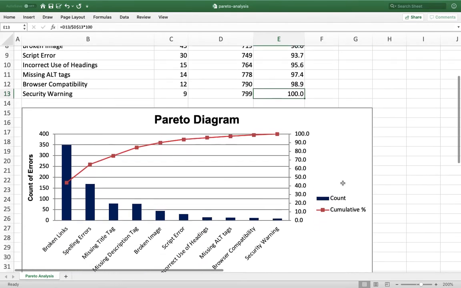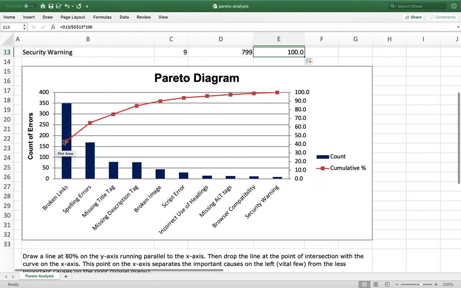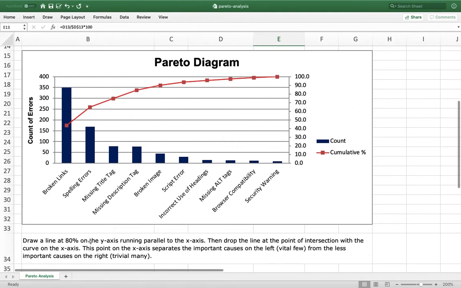And if we go down and have a look at our graph, we have this red line. Now this red line doesn't match up with the count of errors. It has its own axis on the right here, and this is the cumulative percentage. Now, I've got some instructions down here. Draw a line at 80% on the y-axis, running parallel to the x-axis. Then drop the line at the point of intersection with the curve in the x-axis.